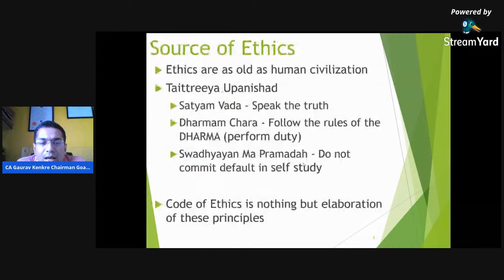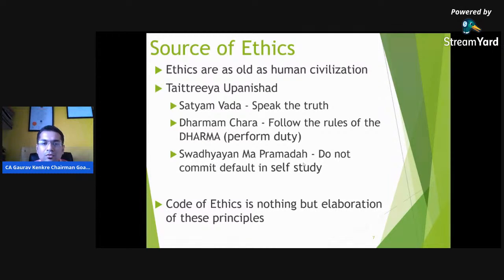Ethics as such are as old as human civilization. That is, from day one of human existence, we have always followed some kind of ethics. The Taittiriya Upanishad speaks of three essential characteristics. It says Satyam Vad, speak the truth; Dharmam chara, follow the rules of dharma. Dharma in this context could mean perform duty rather than any religious connotations. And the last one is swadhyayana ma pramadaha: do not commit default in self study.